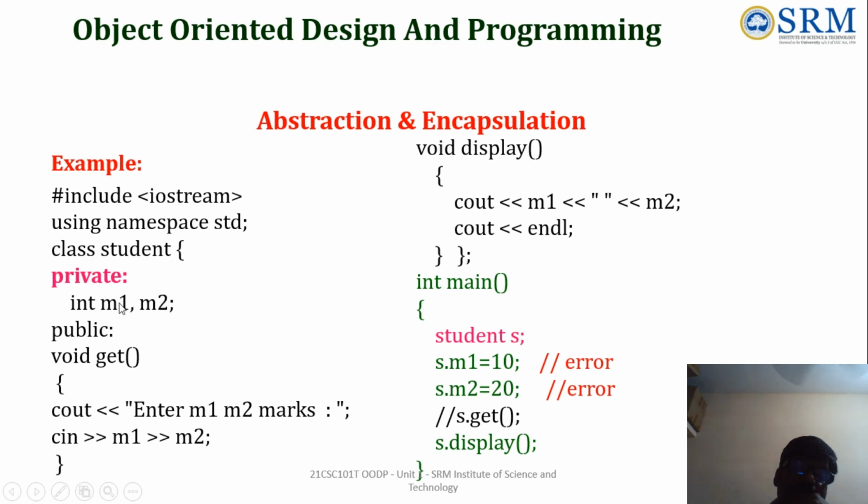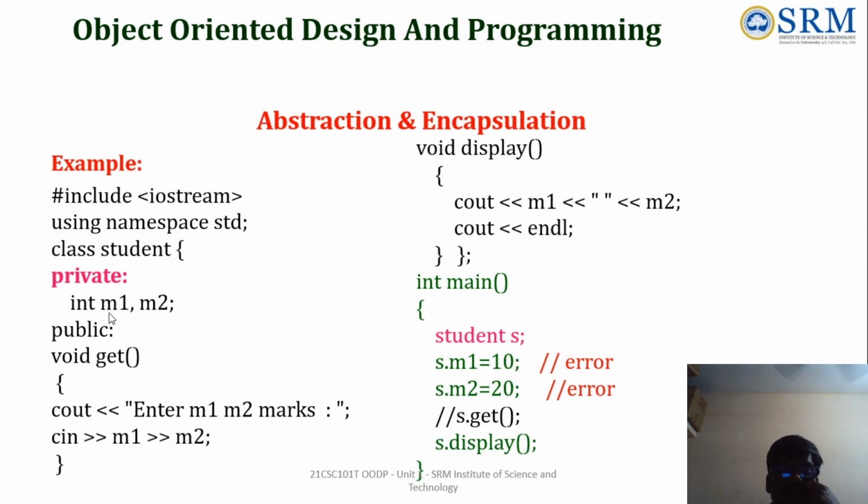Encapsulation: making M1 and M2 private, which are bound together within the student class, while get and display are the public members of the class. They have permission to access M1 and M2, because get and display are members of the same class, student, so they can access them. But outside the class, if you try to access M1 and M2 with the object, it definitely shows an error because it is a private member. It is not allowed to be accessed outside the class. Since the property is private, abstraction is achieved.